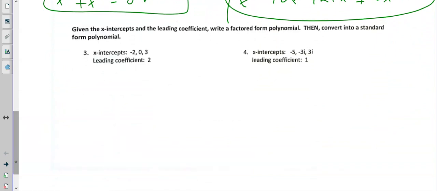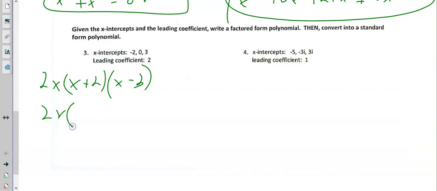Okay, given these intercepts and leading coefficient, write a factored polynomial. Well, -2 is x plus 2. The 3 is x minus 3. And 0 just means x. But we need to have a lead coefficient of 2, so there you go. And now we're going to convert it into standard form, which means multiply it. So I'm going to do the 2x last.